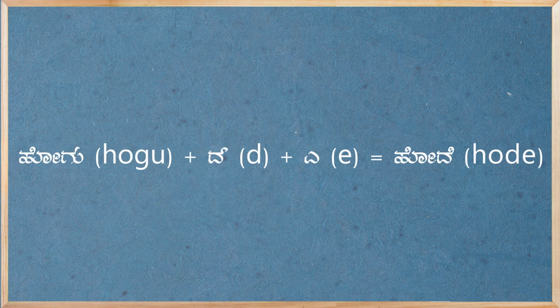Structure of the past tense in Kannada. In Kannada, the past tense is formed using the following structure: verb root plus past tense marker plus pronominal ending. For example, hogu plus past tense marker "de" plus "e", which becomes hode. Note, the segment gu is deleted in the past tense form.